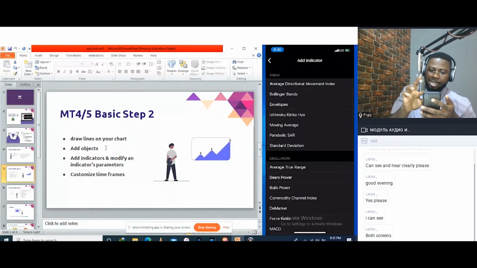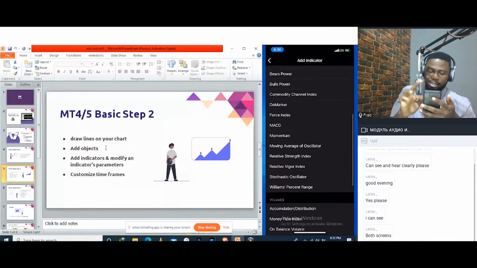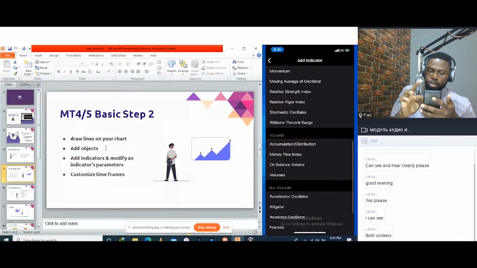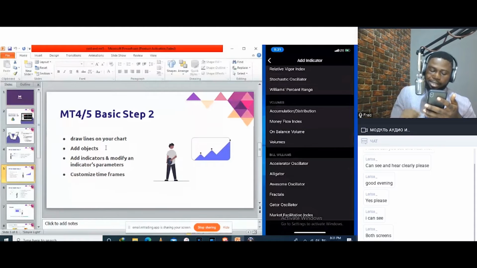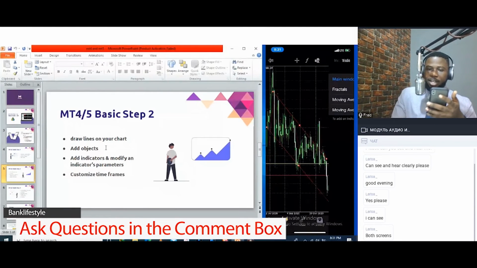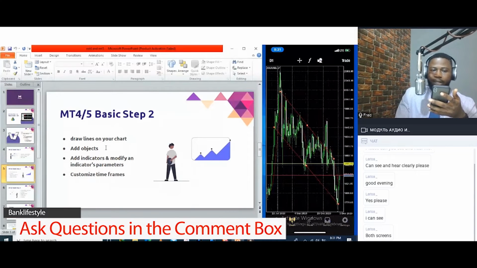There are a lot of indicators. If you are drawing trends or trying to find trends in your chart, you can use these indicators. You see how they've partitioned it. You can see indicators for trends, oscillators, volumes, and you can find the Bill Williams indicators here as well. So that's it for indicators. If there is any question, I'll be reviewing the chat section to take questions.